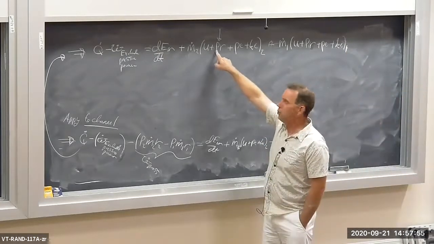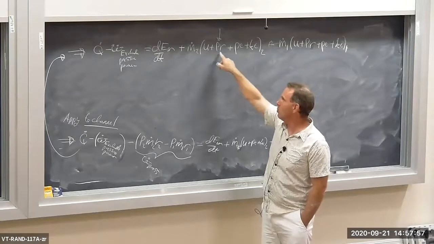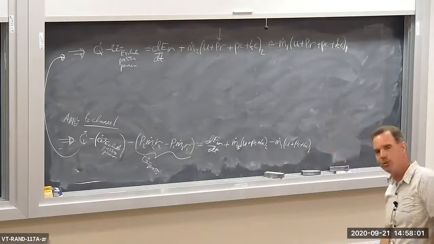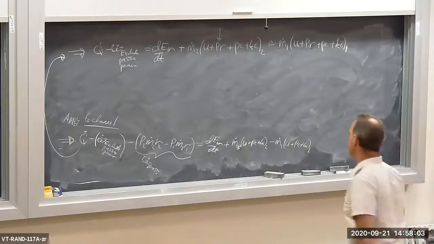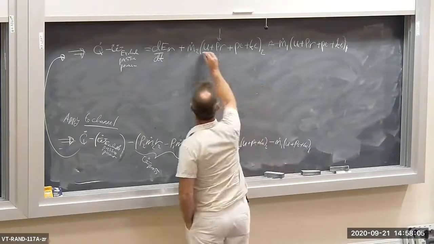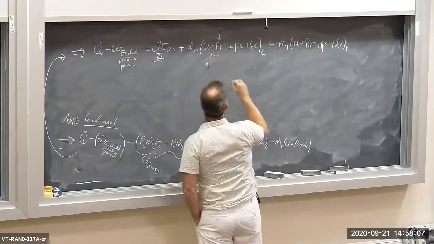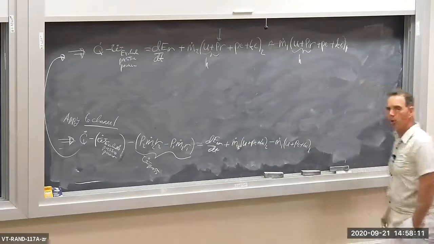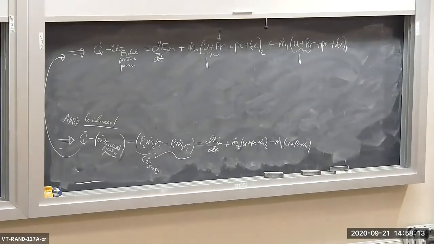What is U plus PV? What's U plus pressure times specific volume? We know what that is. That's specific enthalpy, H. I told you enthalpy was going to be important soon. Enthalpy crops up when you're doing open system energy balances all over the place.